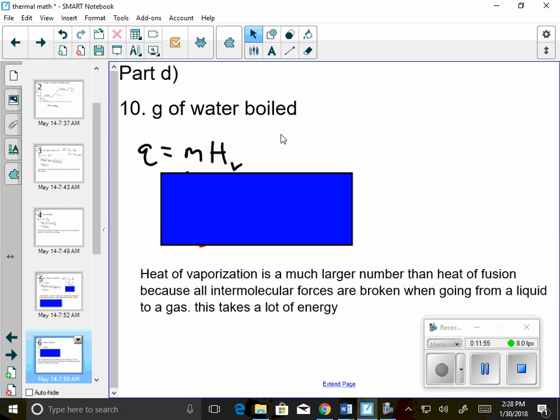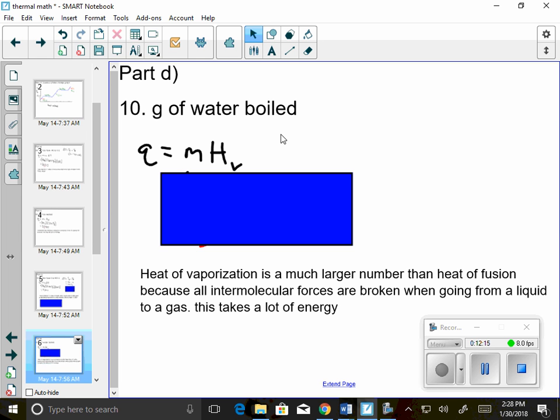I'm going to have this covered up in a box right now because I'd like to see if you can find on the front side of the sheet of paper the heat of vaporization value. Because as I mentioned before, you are not required to memorize these values. You simply have to know when to use them and how to use them in an equation.